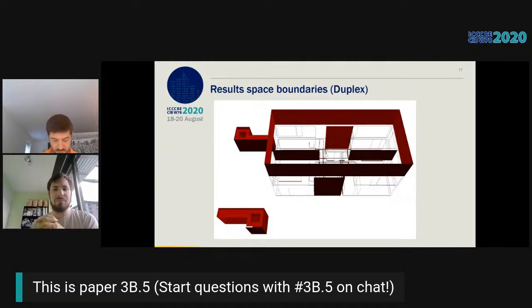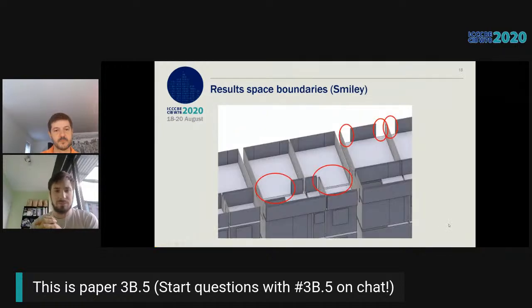And then the third inference or validation we implemented was space boundaries. You can see here again from the duplex model. The duplex model is from 2011, and the situation has likely improved, but this was pretty much unusable. And for the Smiley model, a more recent model, the situation has improved, but still, in this case, only some missing space boundaries. But again, that completely invalidates your thermal connections, of course.